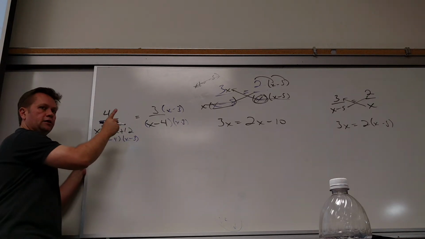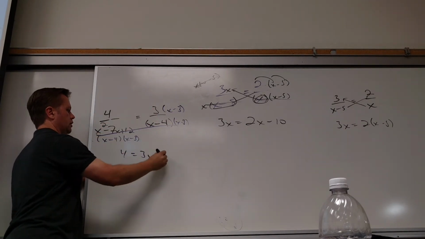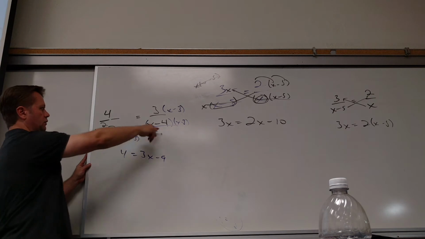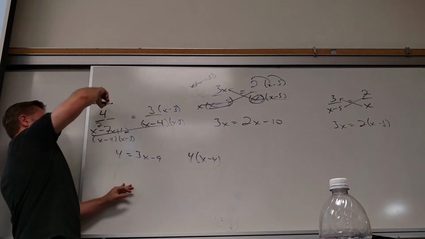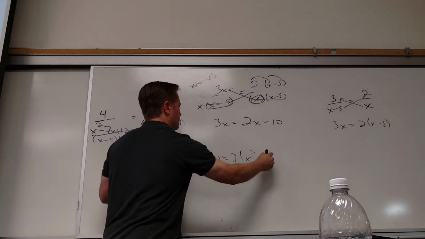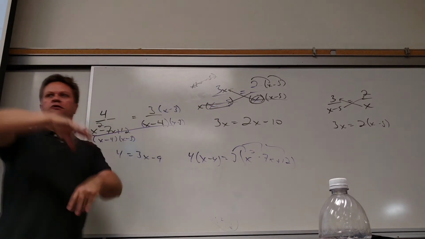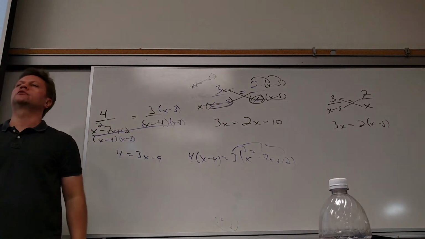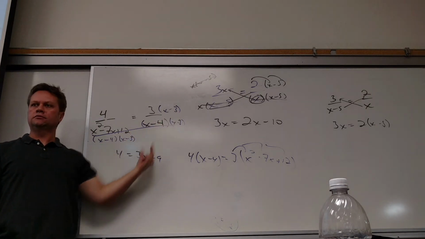So you should get 4 equals 3x minus 9. Now, if you did the shortcut, you would get 4 times x minus 4 equals 3 times x squared minus 7x plus 12. Distribute, bring that over, factor, you just made that problem so hard, when all this guy needed was that one little thing.